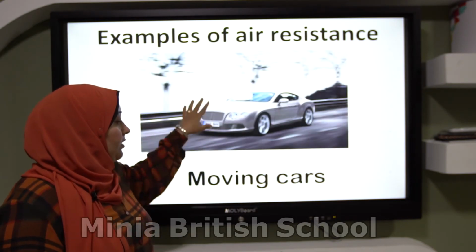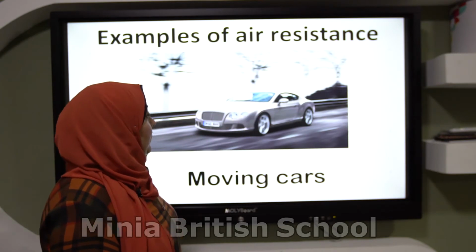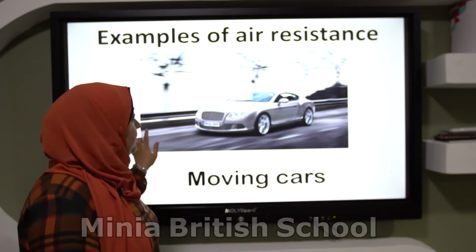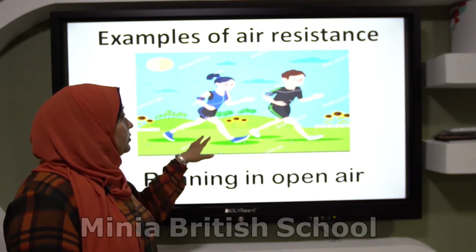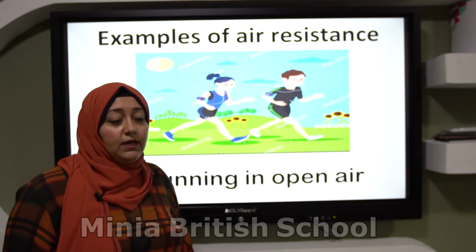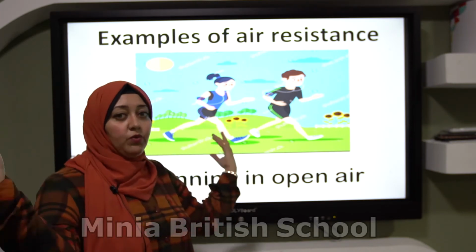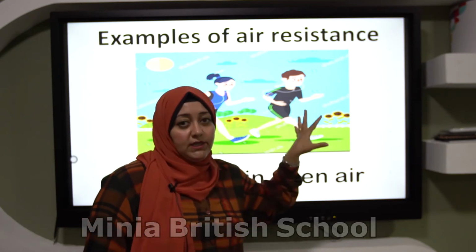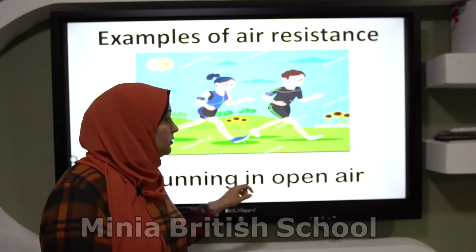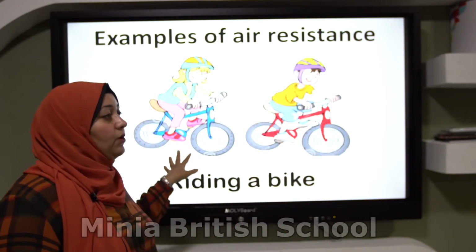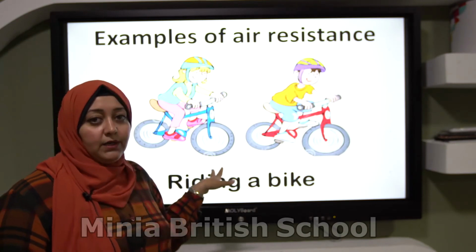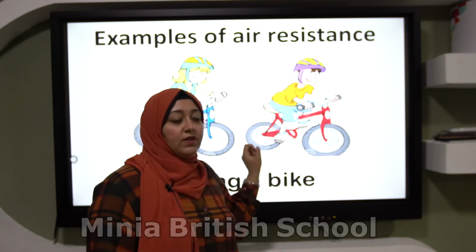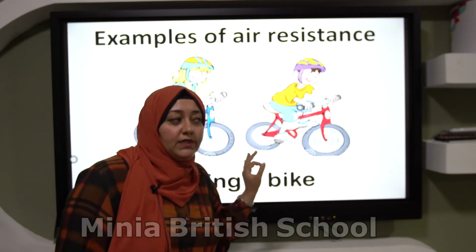Also, if we have a car, this moving car has a friction between its body and the air surrounding it. And also, any person who runs in open air, the air will surround you everywhere. So there will be a friction between your body, which is a solid, and the air around you. If you are also riding a bike, the bike is a solid object, and the air around you, so there will be an air resistance.